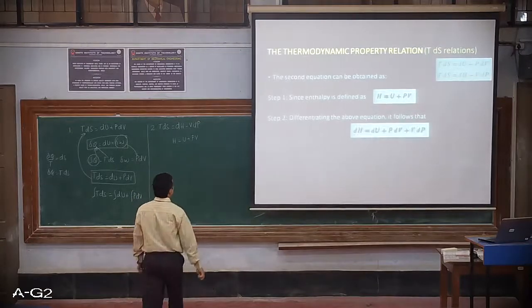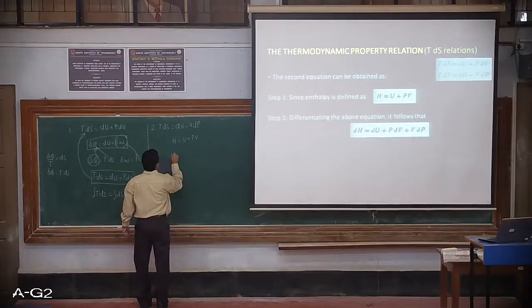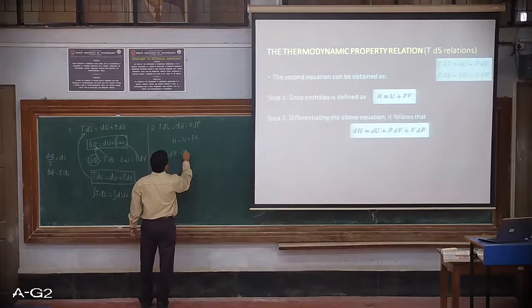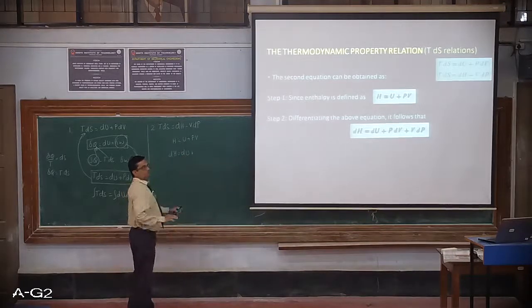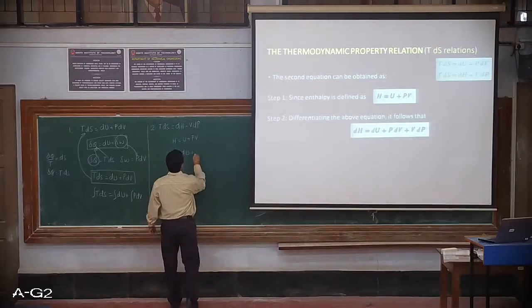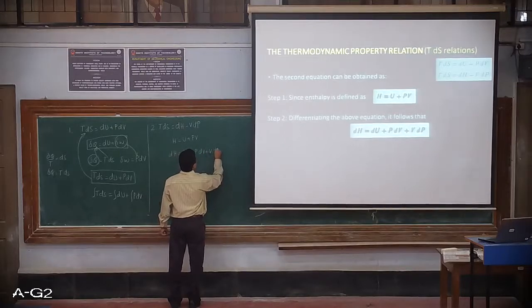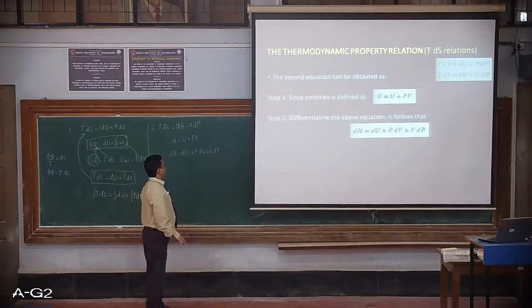Differentiate this. Differentiating the above equation, it follows that we differentiate each term. So here I'll be getting dH, here I'll be getting dU. Now for PV, differentiation of a product: I keep P as it is, differentiation of V, plus V as it is, differentiation of P.